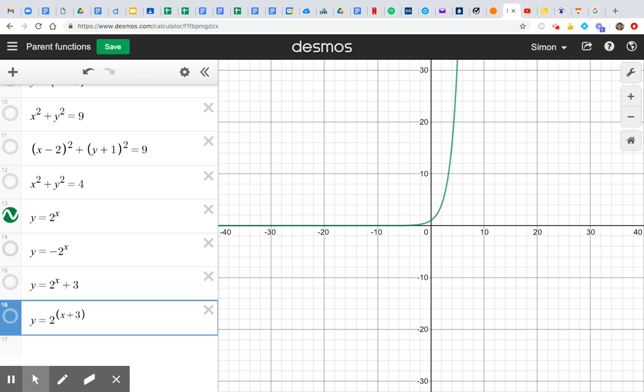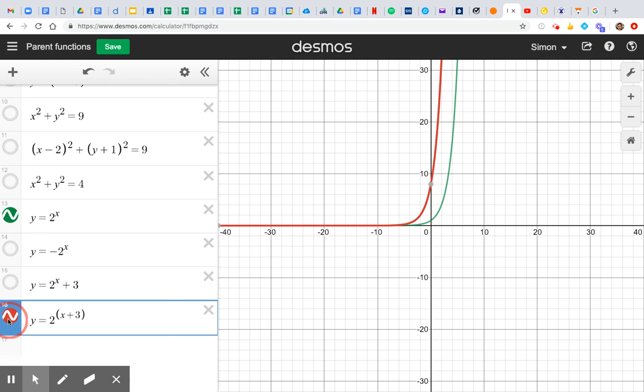I'm sorry, that was if we added a negative, it flips it upside down. What happens if we add 3? Well, it shifts the whole thing up by 3. But what happens if we add 3 in the exponent instead of afterwards? Well, there it shifted everything to the left.